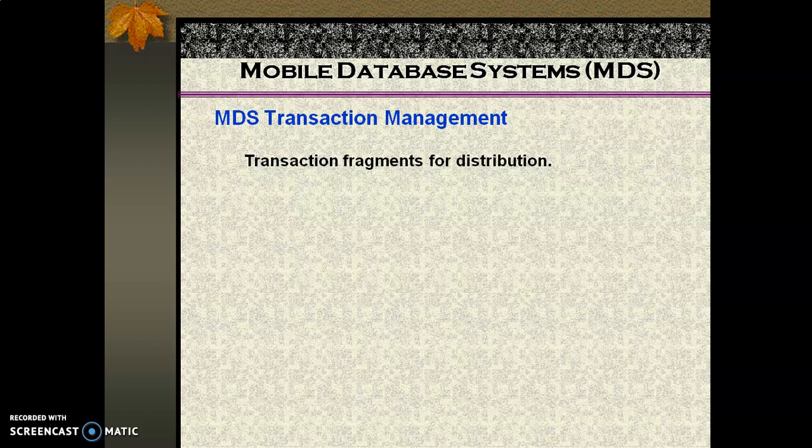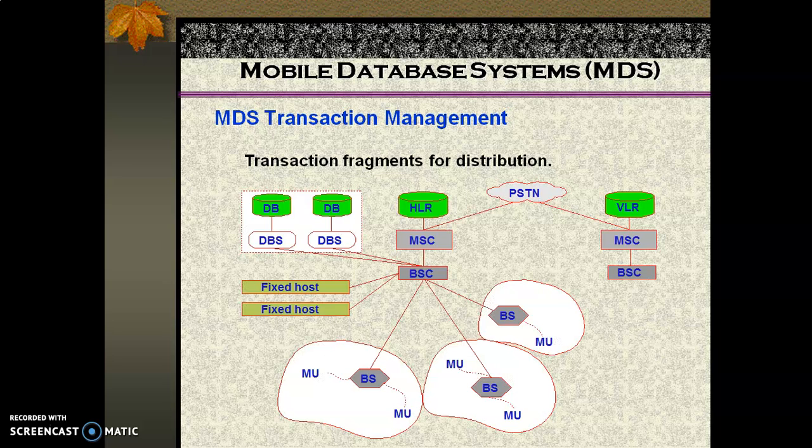Transaction fragments for distribution. This is a simple architecture for the distribution of transaction fragments, in which the base stations are connected to the main switching center and base station center, and finally to the HLR, VLR and to the PSTN.